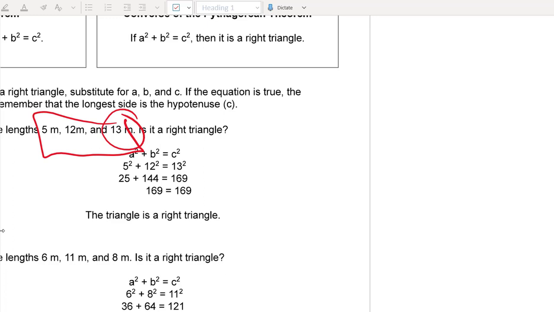So that's what they've done for us here. They put 5 in as a leg length. They put 12 in as a leg length. So a squared plus b squared equals c squared. So 5 squared plus 12 squared is going to be equal to the hypotenuse squared, which is 13. Then they've done 5 squared is 25, 12 squared is 144, 13 squared is 169. Go ahead and take care of your 25 plus 144, and that is 169, which is what we have on the right side. So because this equation is balanced, this is a right triangle.